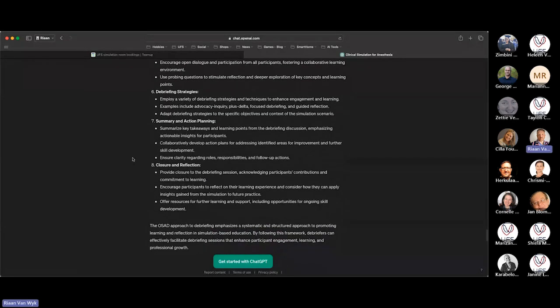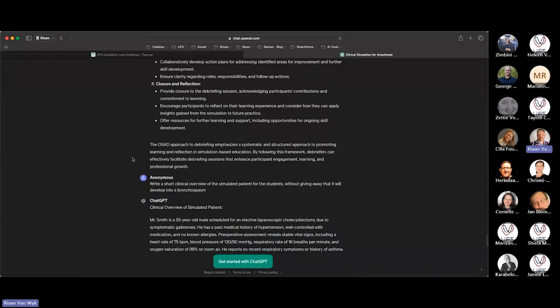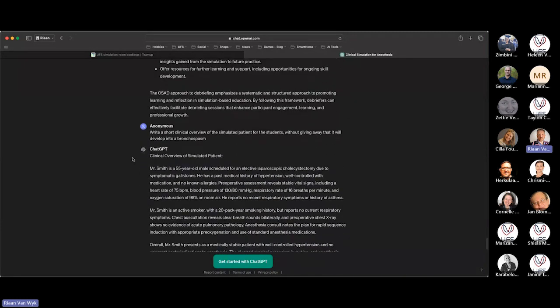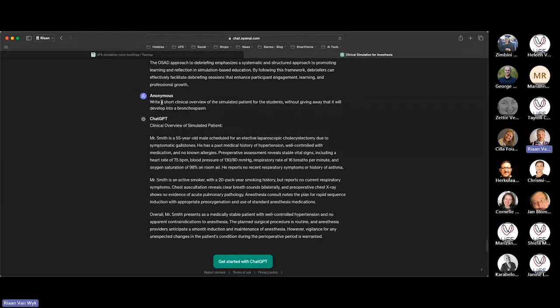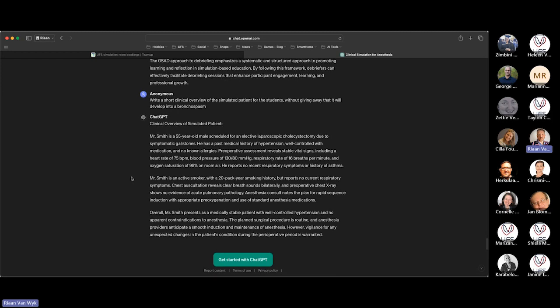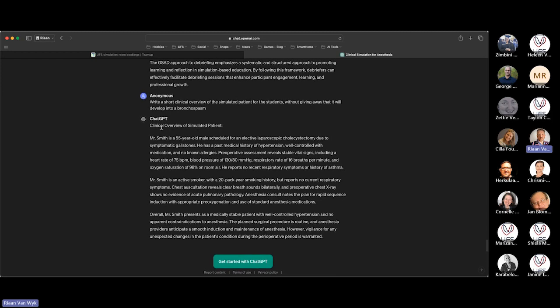I still wasn't too happy with the door instructions. So I decided to ask ChatGPT a bit more explicitly to write a short clinical overview of the simulated patient for the students without giving away that it will develop into a bronchospasm. So our students know they're going to handle emergencies, but they do not know which one they will have to handle. So now suddenly my door instruction from ChatGPT looks a lot closer to the ones we are used to.